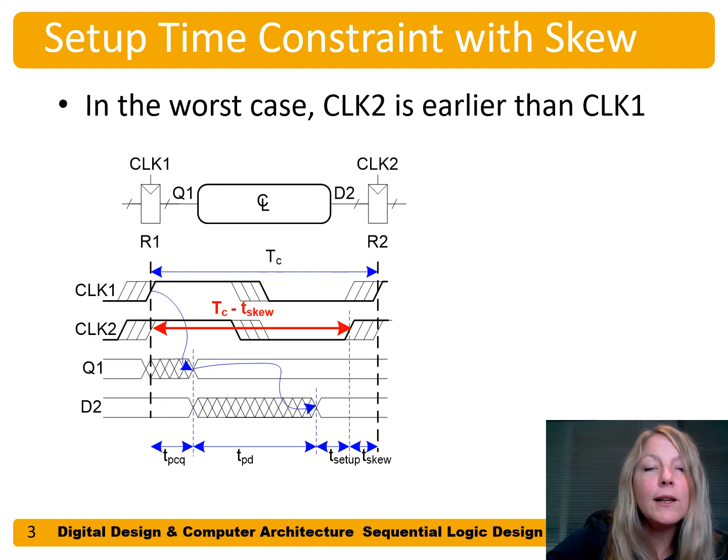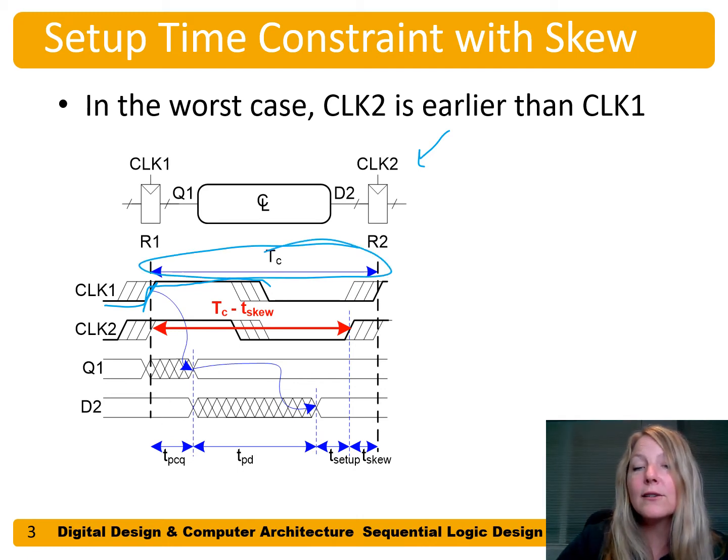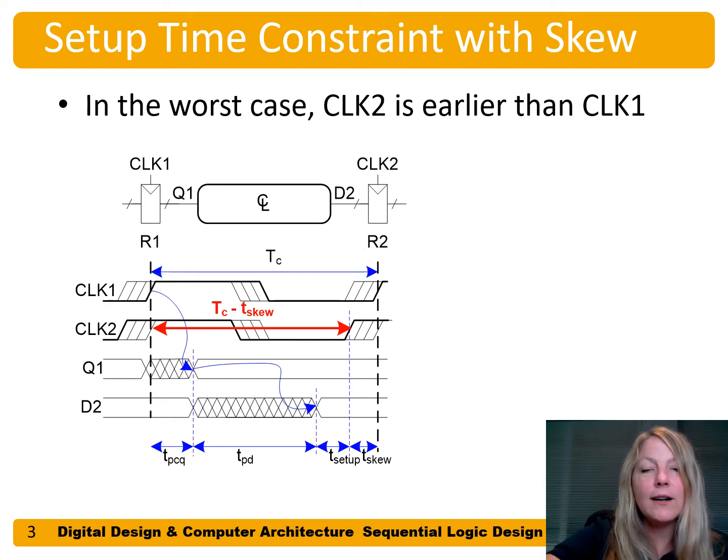And so we get a clock edge, clock 1 here. We get this clock edge. But now clock 2 is early by some amount, by t skew. And so instead of having this entire cycle time to do that work, propagation clock to Q, propagation delay and setup, we actually only have TC minus t skew. This clock edge is t skew earlier.